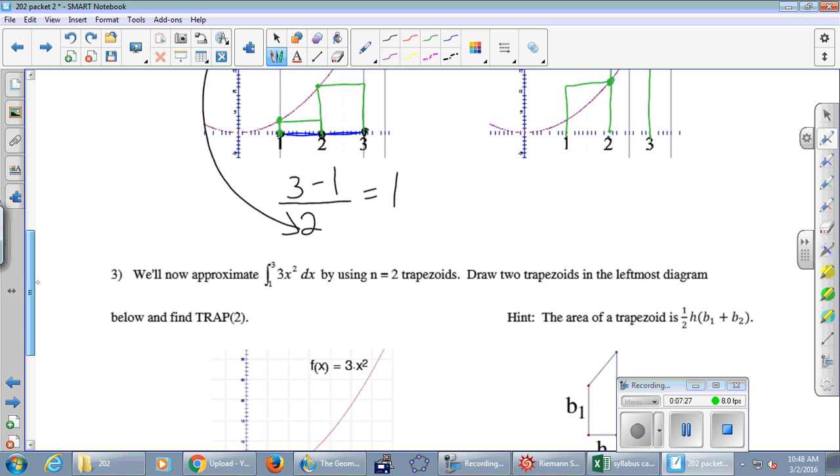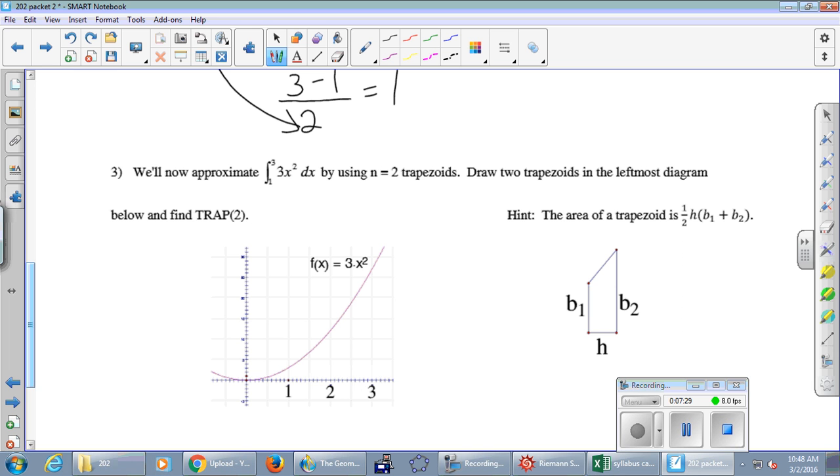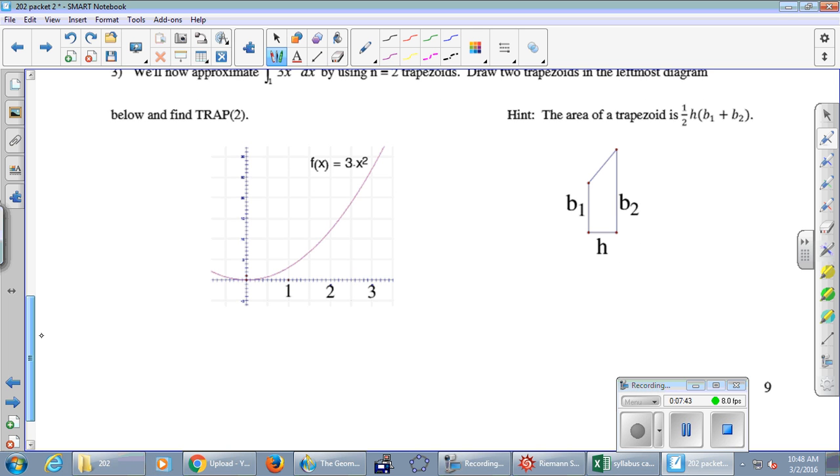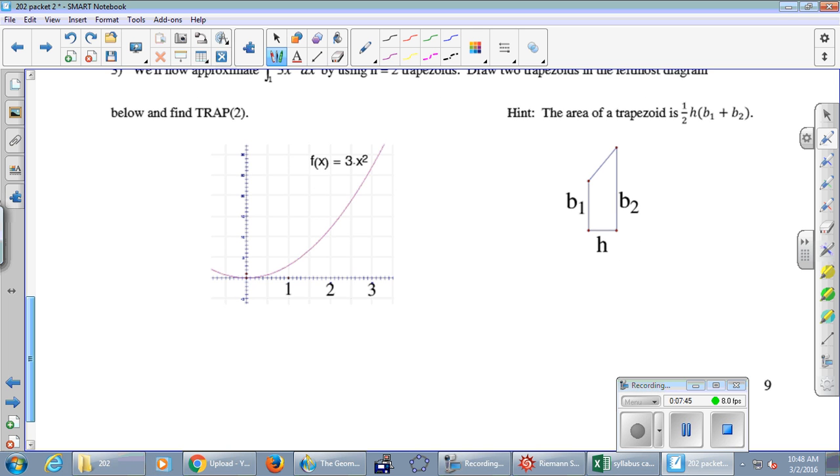Okay, all right, let's move on to maybe a better way, more accurate way to approximate the areas up above is number 3. We're going to approximate that same thing by using n equals 2 trapezoids. We're going to draw 2 trapezoids in this picture on the left, and we're going to find what we call trap of 2. So that just means use trapezoids, 2 of them. So again, going between 1 and 3. So I'm going to highlight the same points, which is 1, 2, and 3. Those were the important ones.